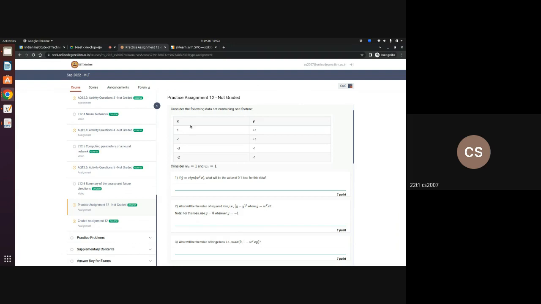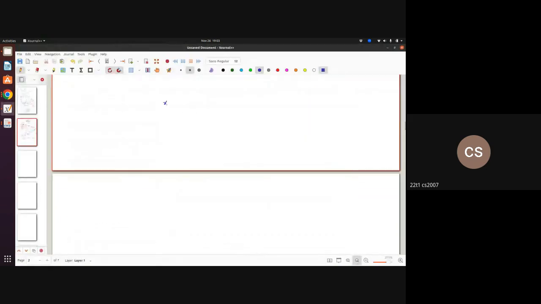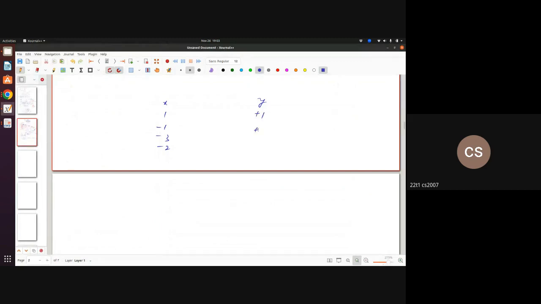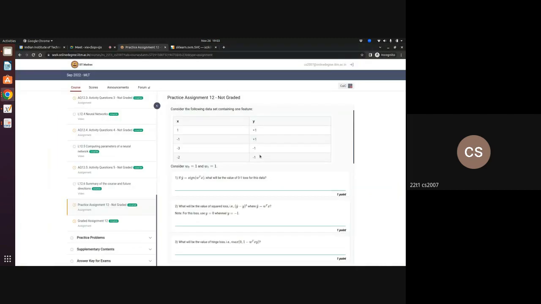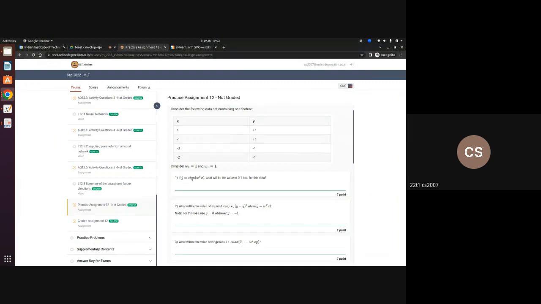So here X is given. What you will do is compute the value of W transpose X, right? X is given, and Y is given to be plus, plus, minus, minus, right? And we are given W0 is 1, and W1 is given to be 1. Now, we know what 0-1 loss is, but it is given as well. Y hat is equal to sign of W transpose X.